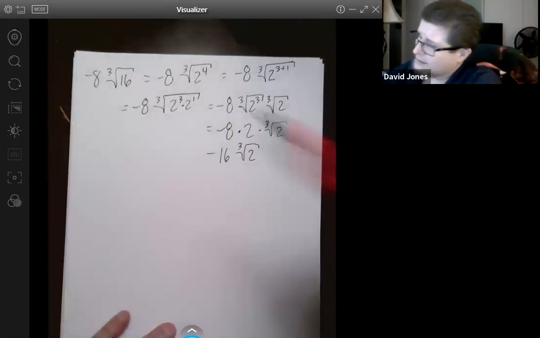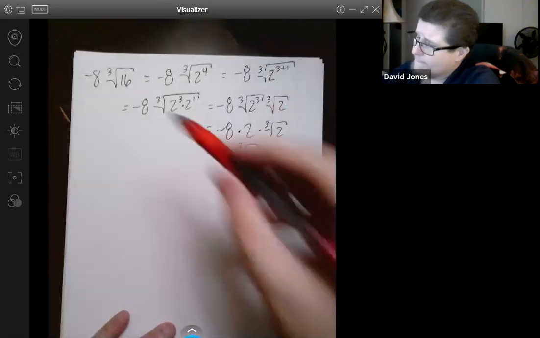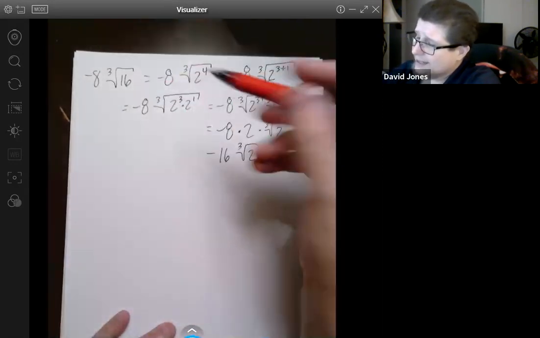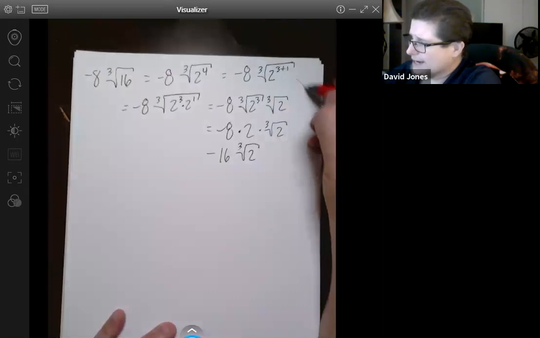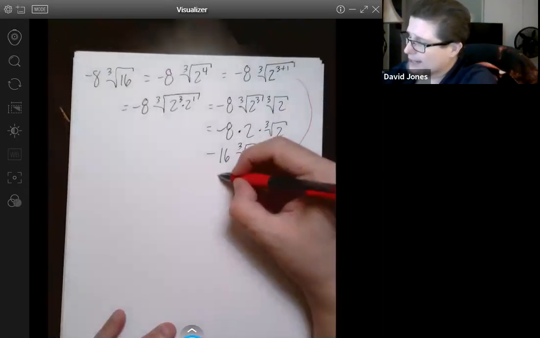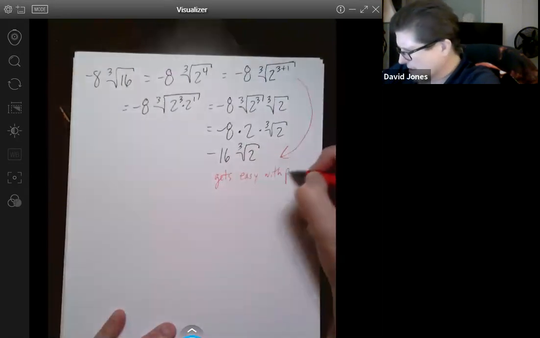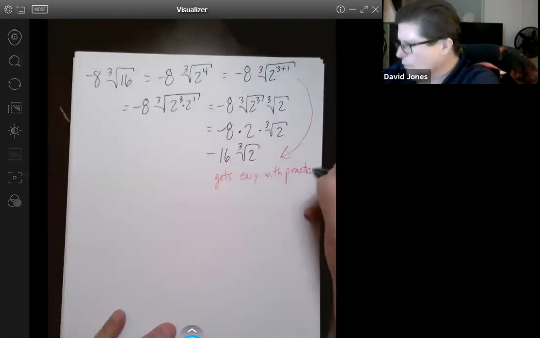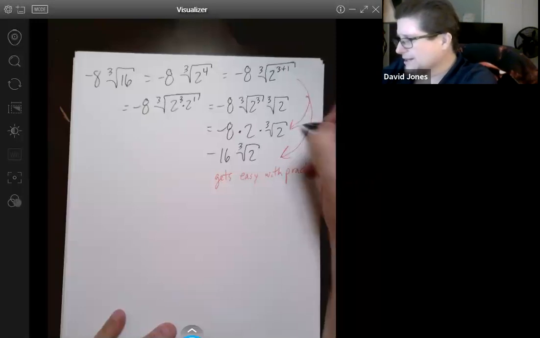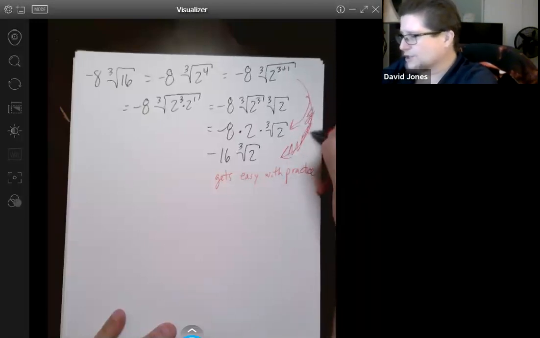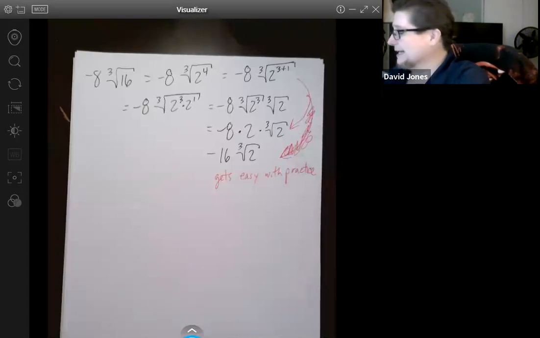Again, with practice, going from here to here gets easy with practice. Well, maybe to here. Getting the 2 out, pulling out the 2. Let's say that. Gets easy with practice.